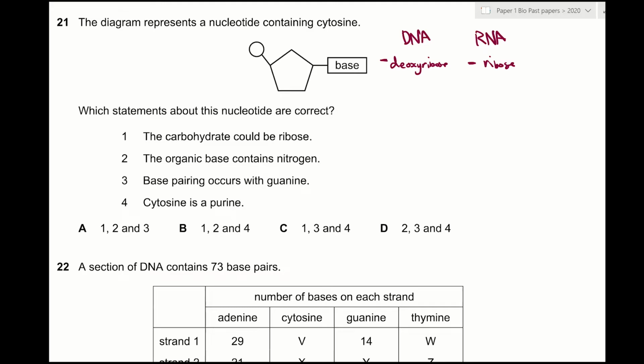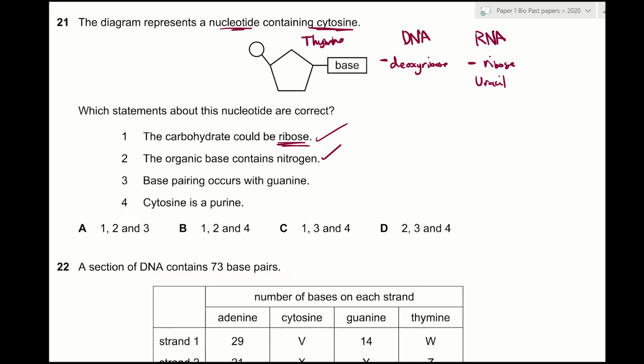Let's start with the suggestions. 1. The carbohydrate could be ribose. This is correct, it could be ribose. The reason for this is because it says that the nucleotide contains cytosine. This would be incorrect only in one case, if it said that the nucleotide contained thymine, because as we all know, RNA nucleotides containing ribose do not contain thymine, they instead contain uracil. Therefore, this is correct. Number 2, the organic base contains nitrogen. Yes, because these are nitrogenous bases, so they definitely contain nitrogen.